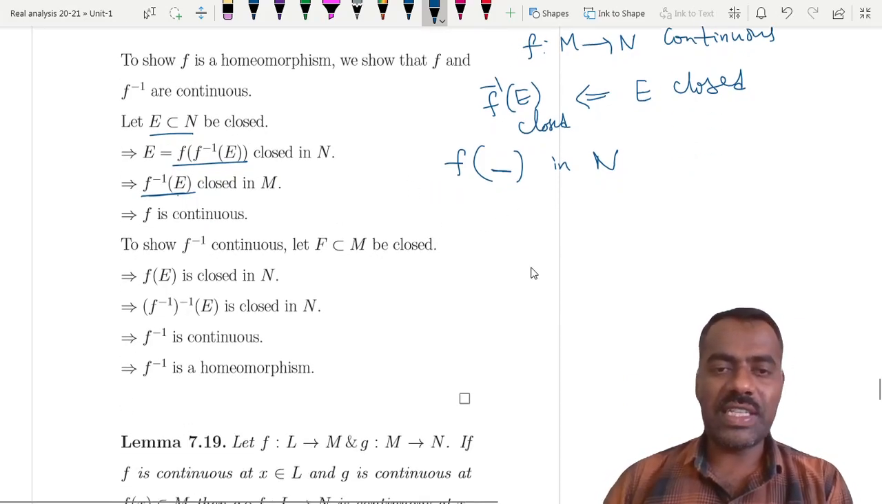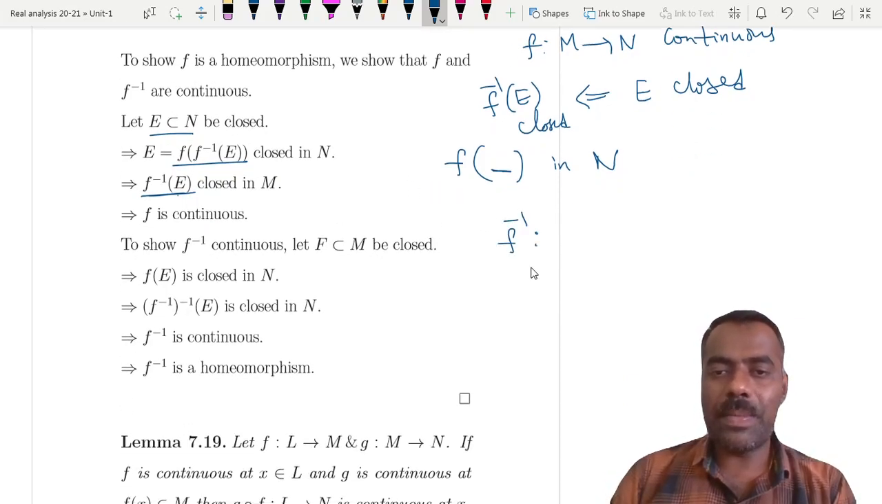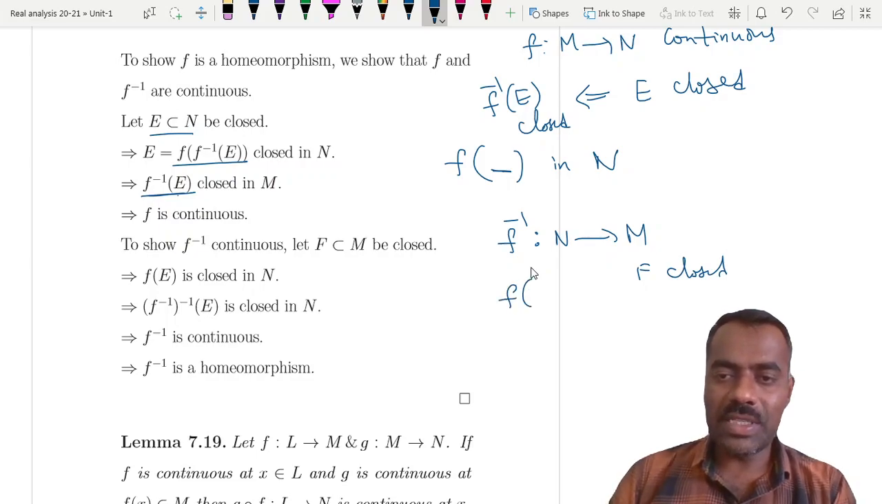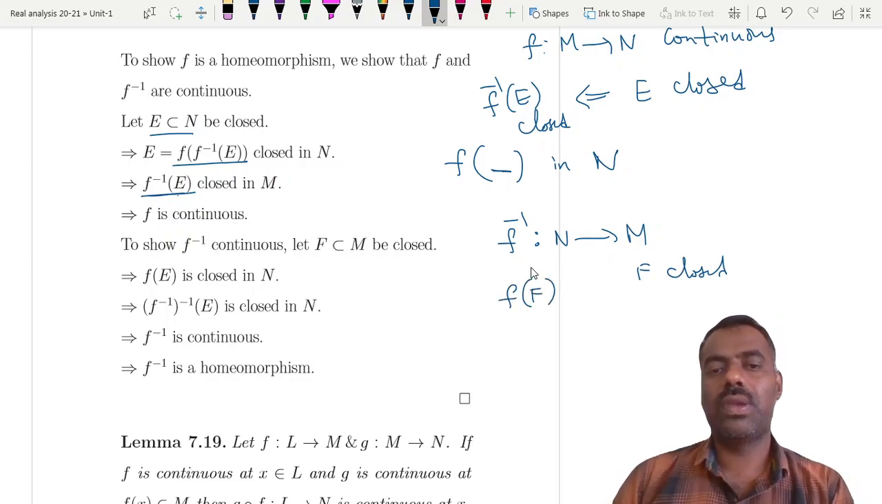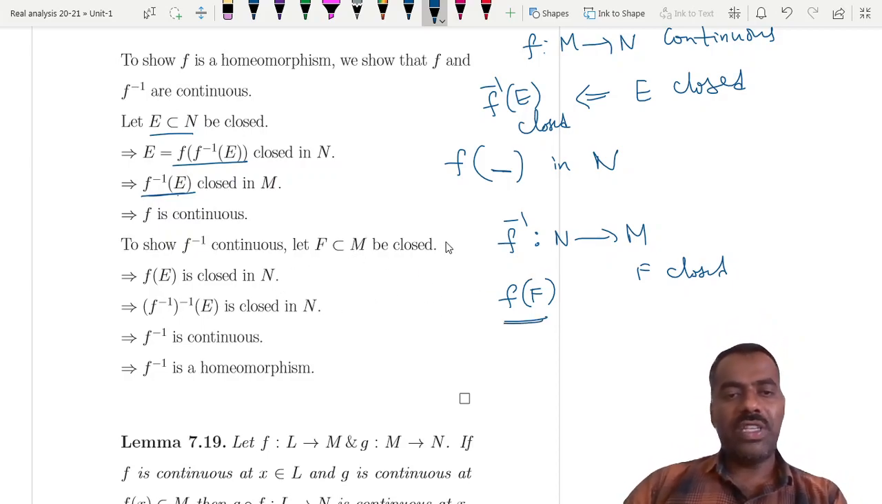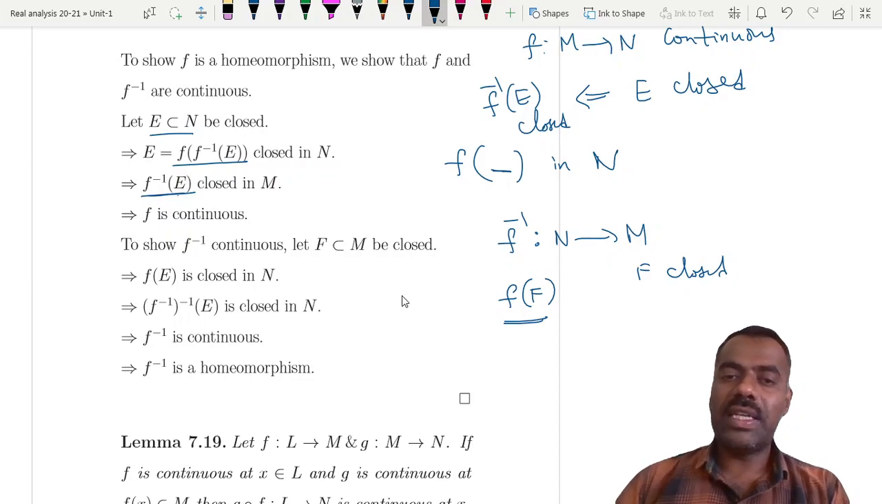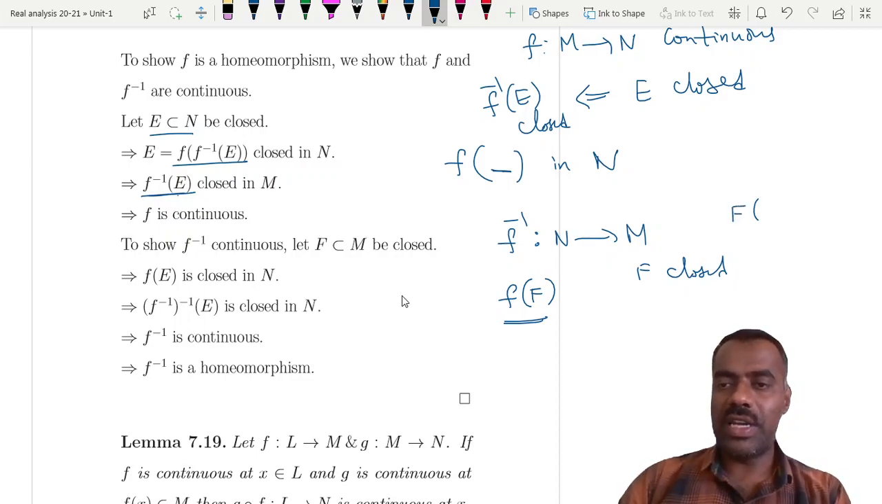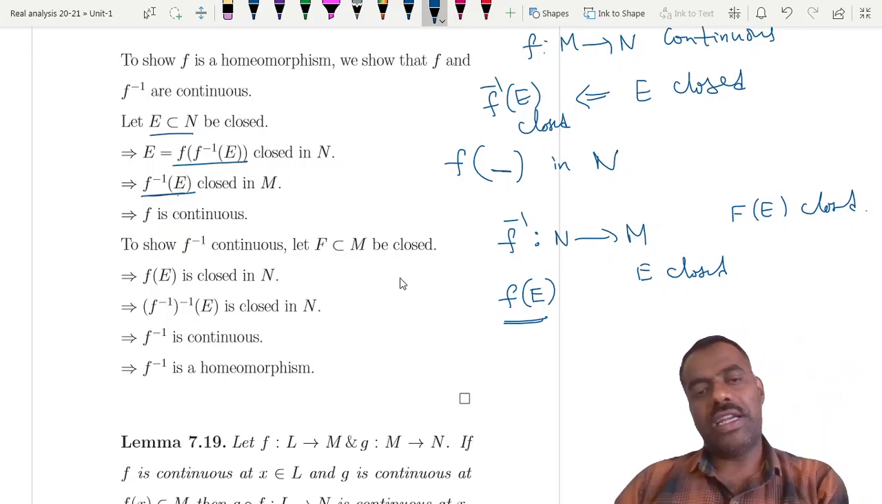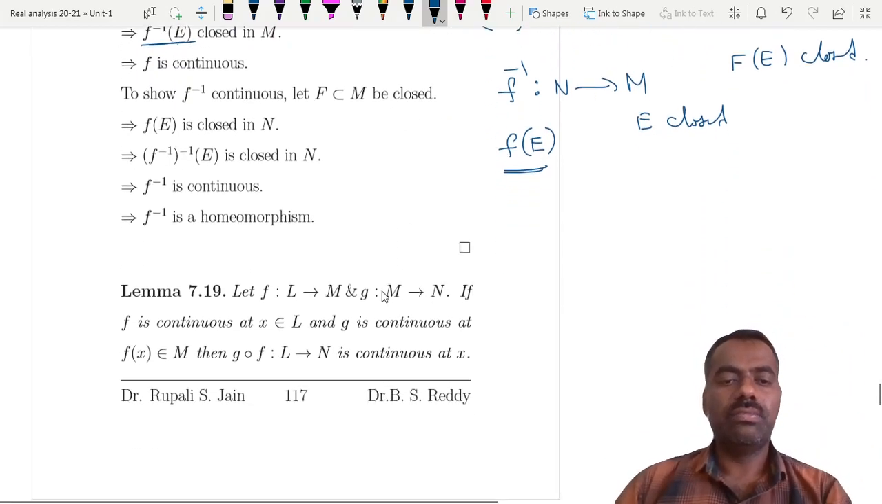To show f inverse is continuous, f inverse is a map from N to M. So start with some closed set here and show that its inverse image, that means f of this one, is closed in N, right? Since f is closed, by using that criterion, whatever assumption, we know that f of E is closed. You can say this is E, right? But that is the same as saying this one. So that shows that f inverse is also continuous.